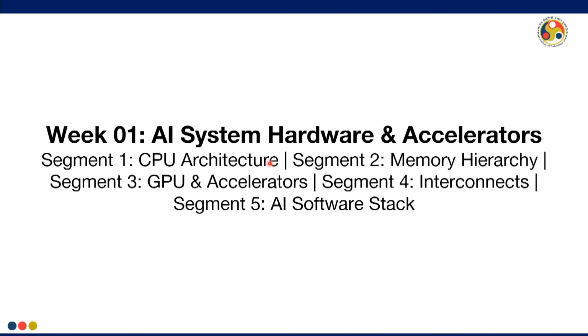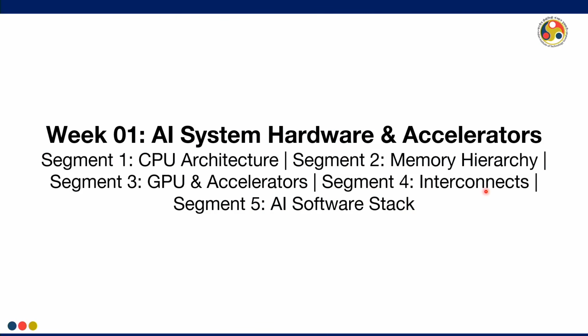And in segment 3 we will talk about GPUs and accelerators, mostly design specific accelerators like TPUs, and vendors like Google, AMD, and NVIDIA. From NVIDIA we have the GPU, from Google we have tensor processing units. So we will talk about the GPU and accelerators for the AI workload deployment.